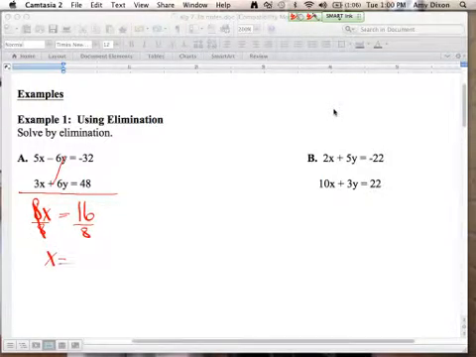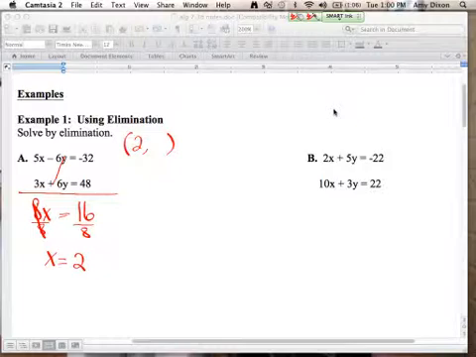So we get x equals 2. So we already know our x-coordinate. See how fast that was? Our x-coordinate is 2. We now need to find our y-coordinate. What can I do with this x equals 2 to help us find the y-coordinate? Plug 2 into one of the equations.